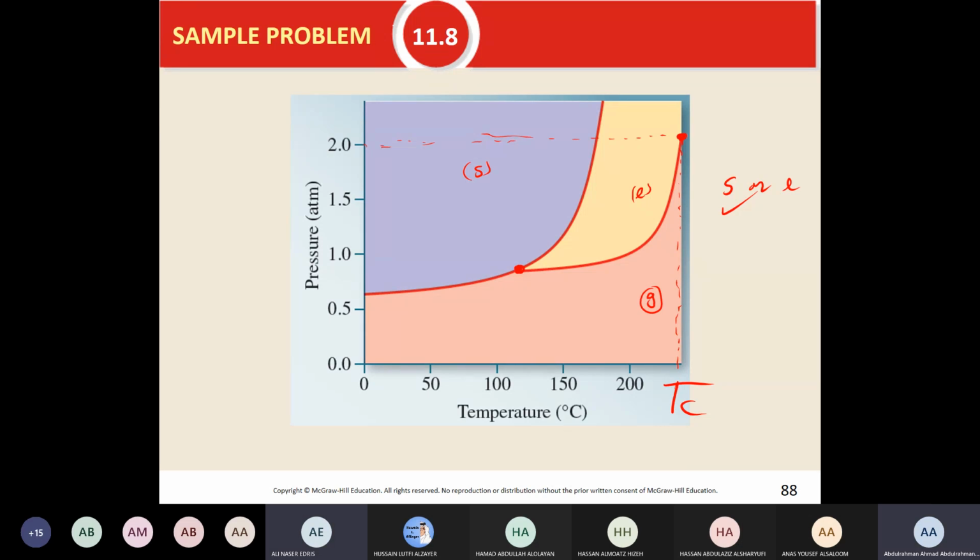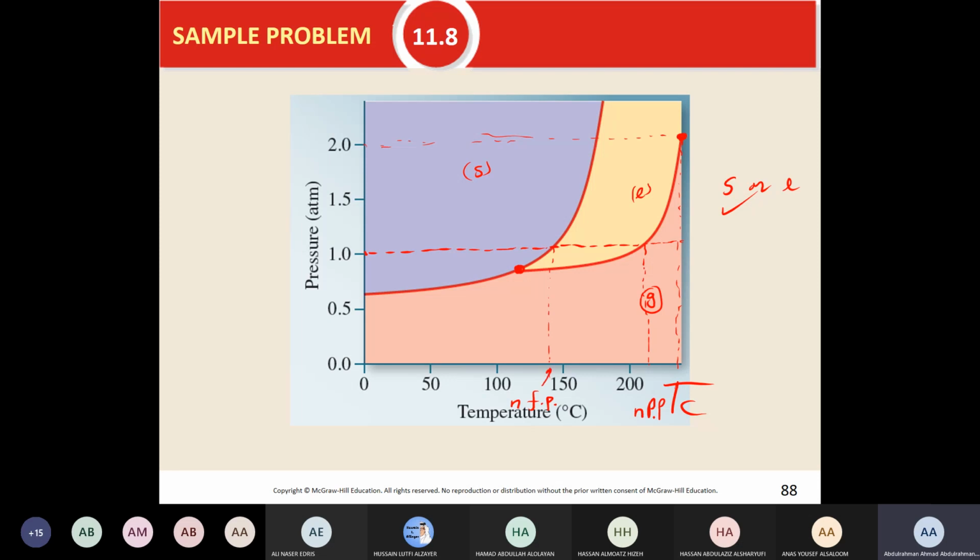What's the normal boiling point of this compound? Go to one atmosphere and match it. Boiling point approximately 200. This is the normal boiling point. Where is the normal freezing point? Normal freezing point is there.